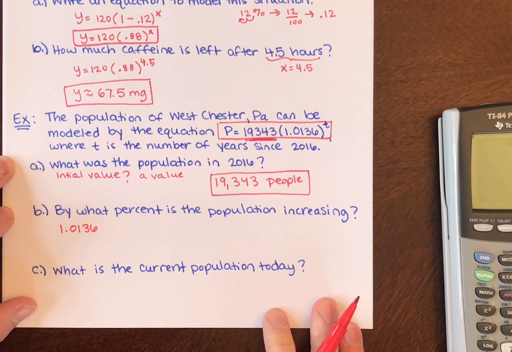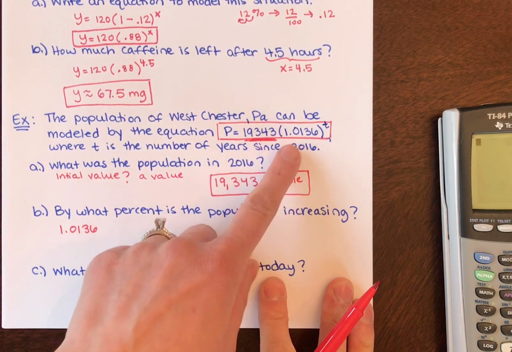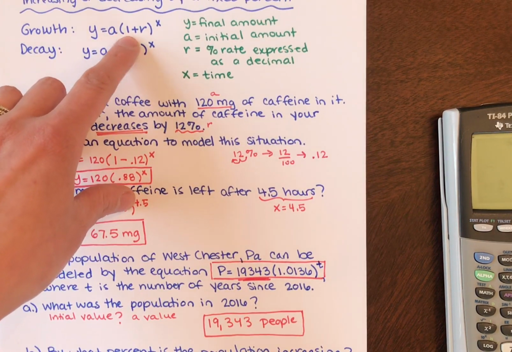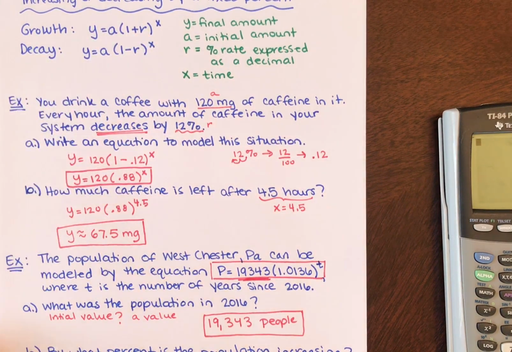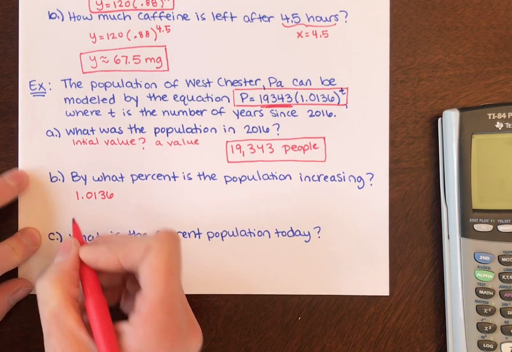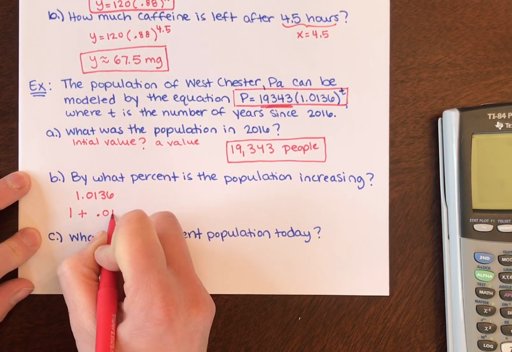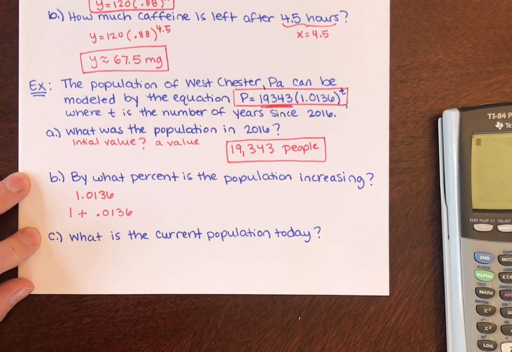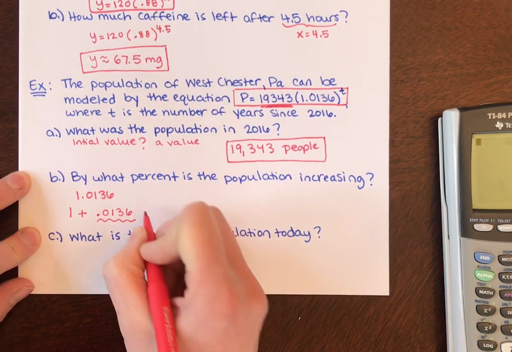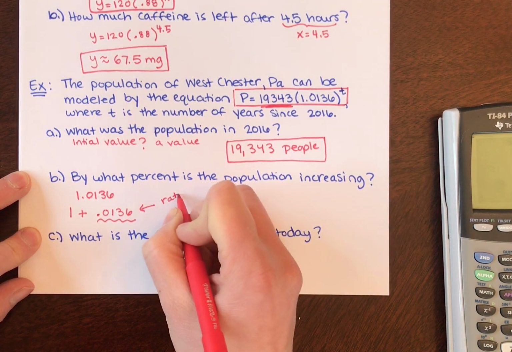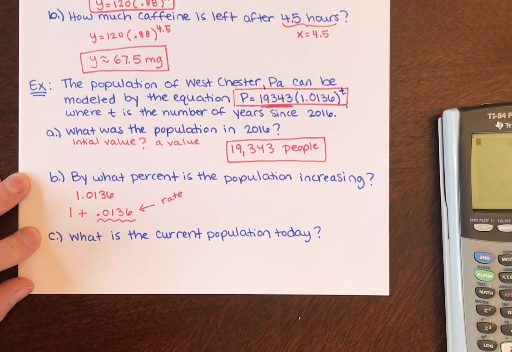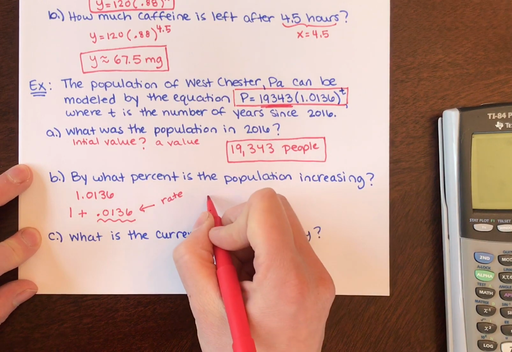1.0136. But remember, to get that number, I did 1 plus some rate as a decimal. So if I break this down, this is really 1 plus 0.0136. So this value right here, that is really your rate. That's what we're looking for. But this rate is expressed as a decimal, so I want to make this rate go back to a percent.